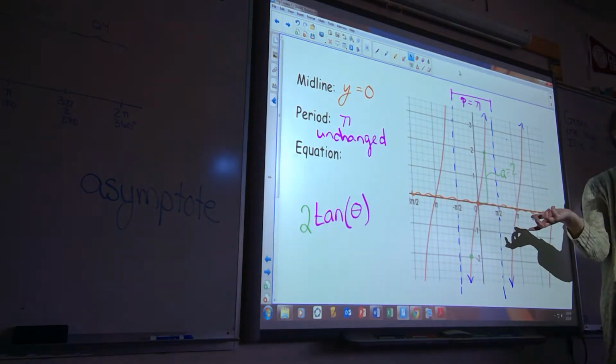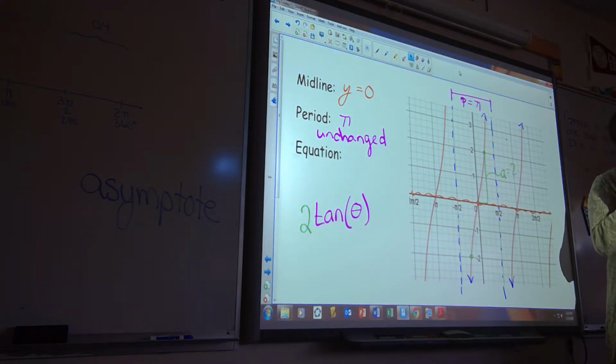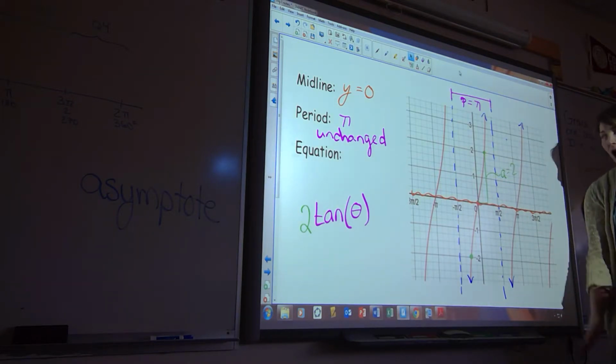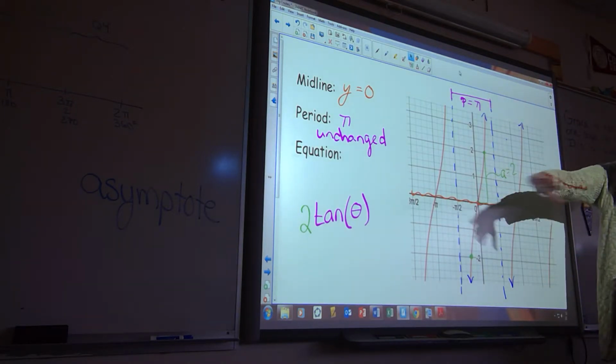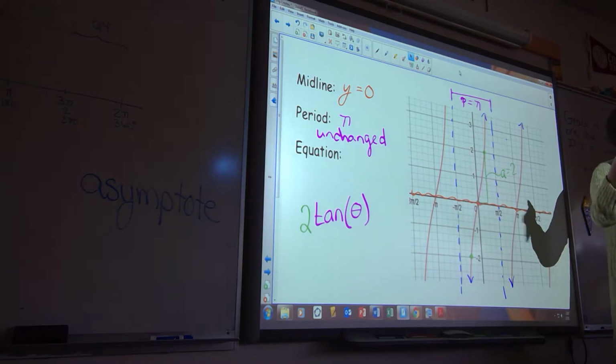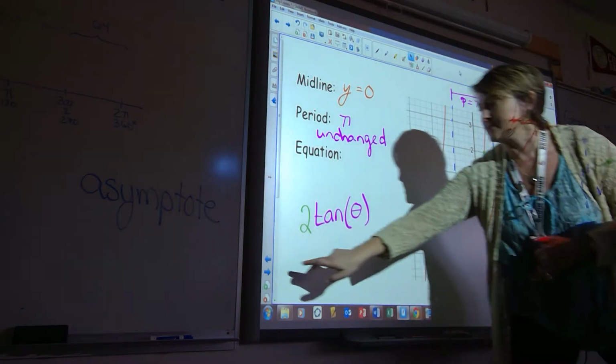Okay, so when you're doing the ones where you're getting the equations from the picture, do yourself a favor, draw in the asymptotes, draw in the midline. It will really help the pieces fall together easier.